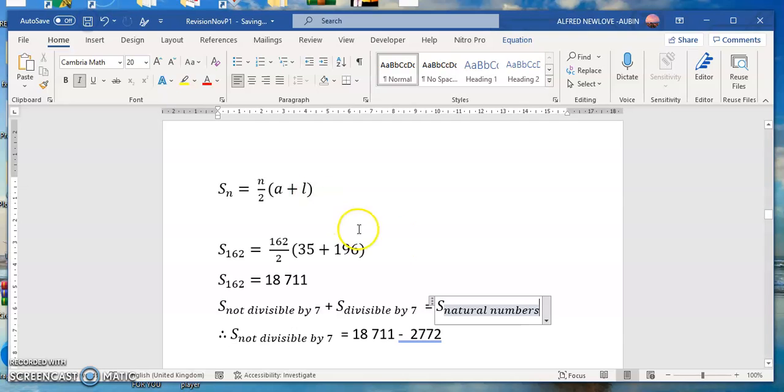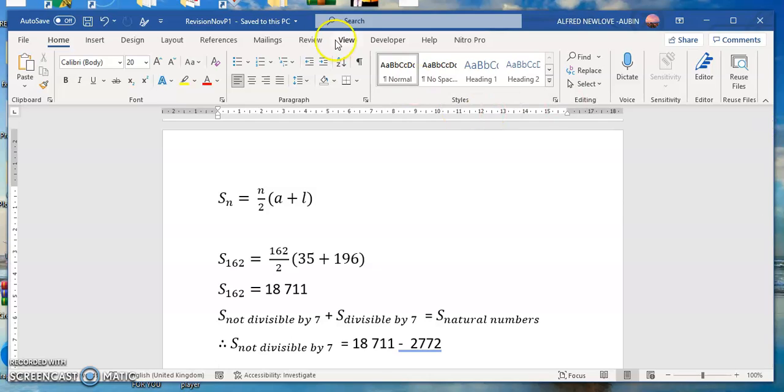So what are we looking for? We want the sum of natural numbers that are not divisible by 7. Alright, so you transpose the sum of natural numbers that are divisible by 7 to this side. We have already found that one. We know the sum of all natural numbers between 35 and 196. We found that one, so that is this one. Then the sum of natural numbers that are divisible by 7, we also found it there. Let me split it for you to see.